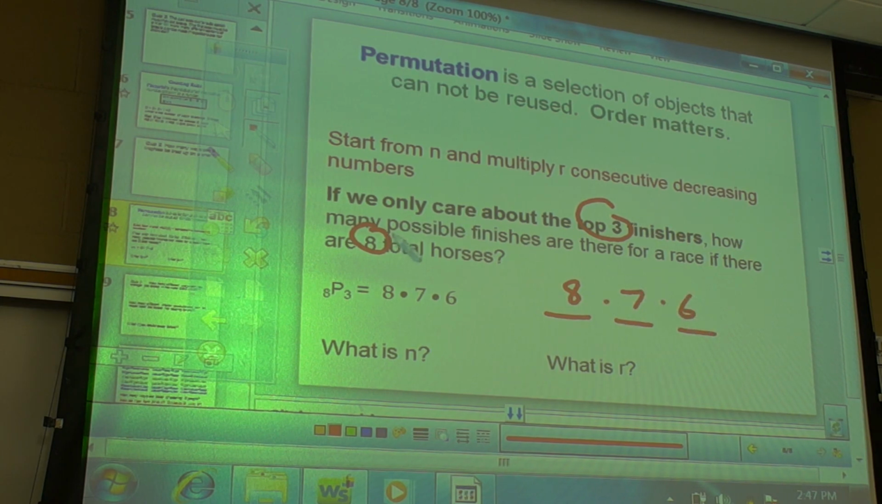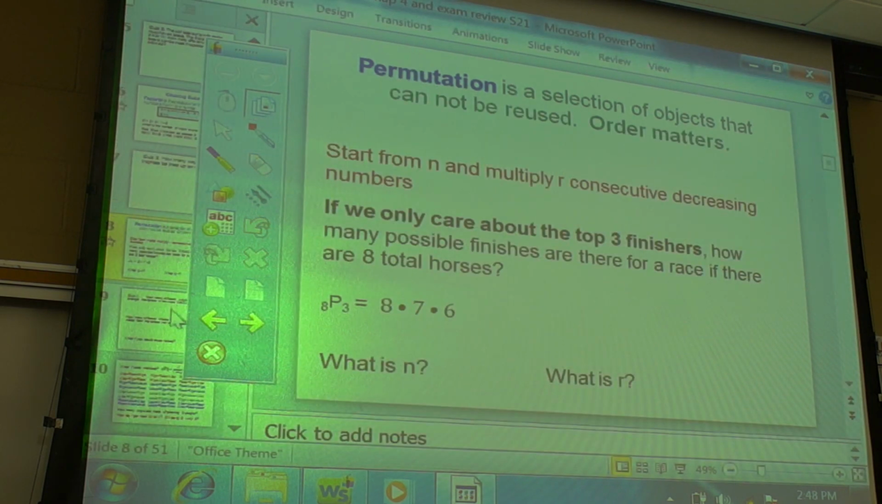This might sound a little silly, but does n have to be bigger than r? Yes. Because r is how many you're picking. So I can't have 3 cats and pick 4. That makes sense. That was a good question. You just have to kind of think it through.